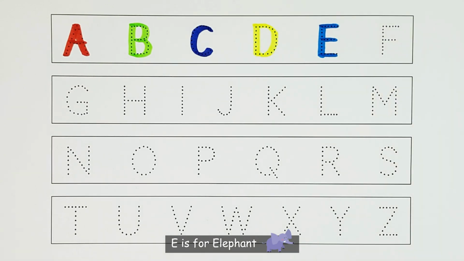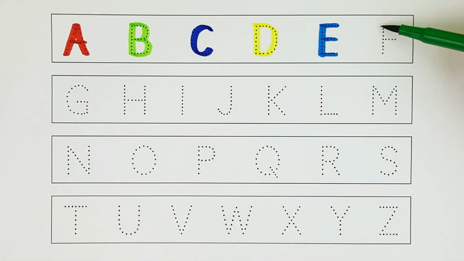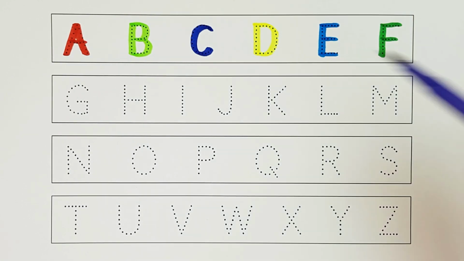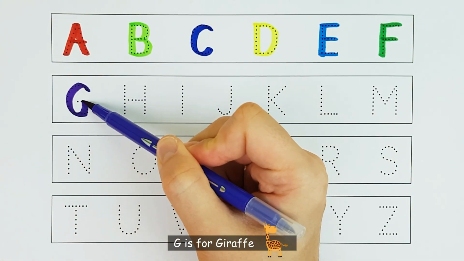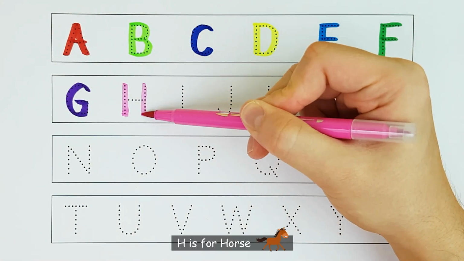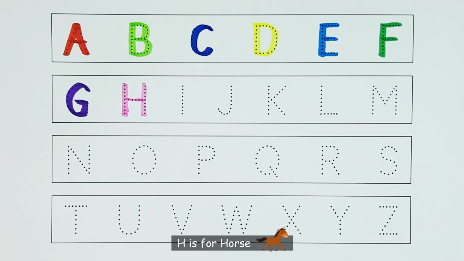E is for elephant. E. F is for flamingo. F. G is for giraffe. G. H is for horse. H.